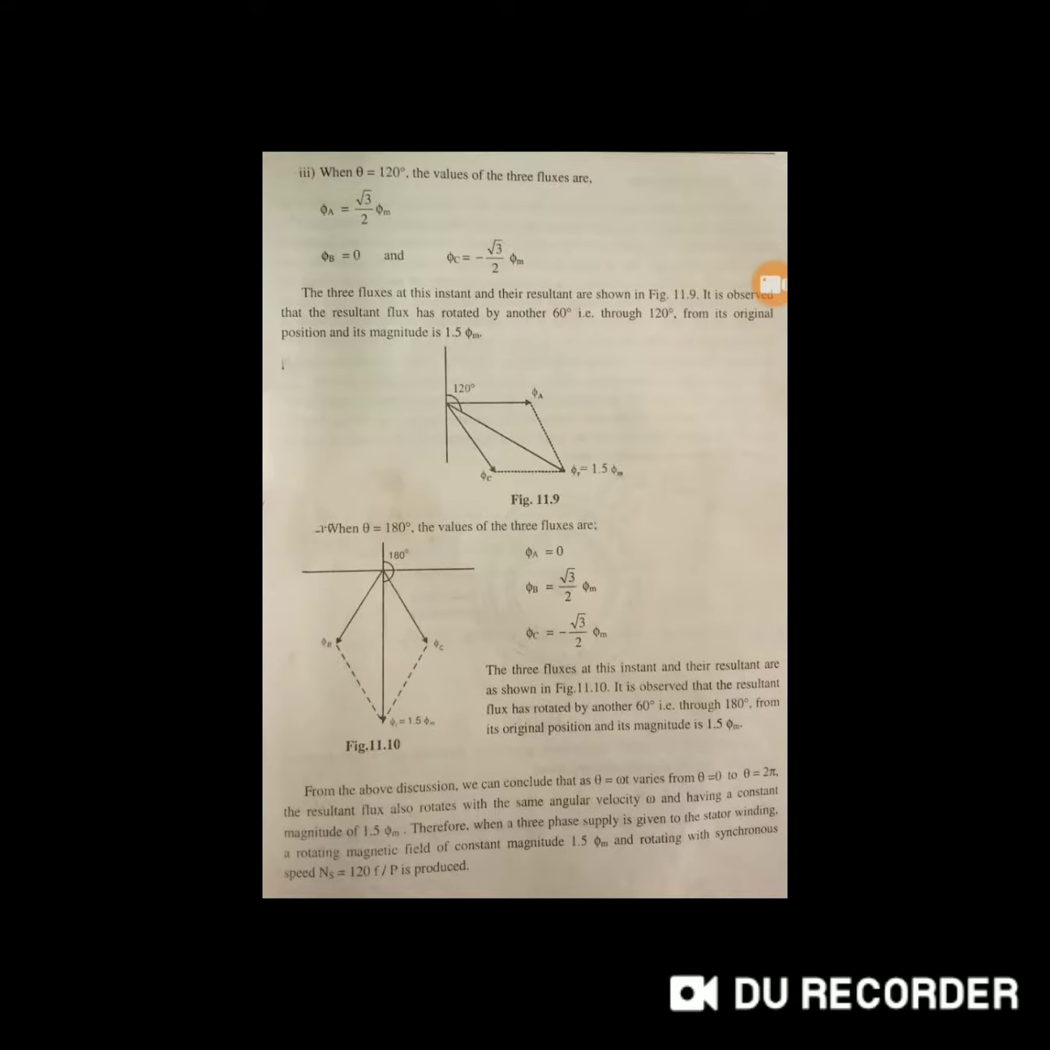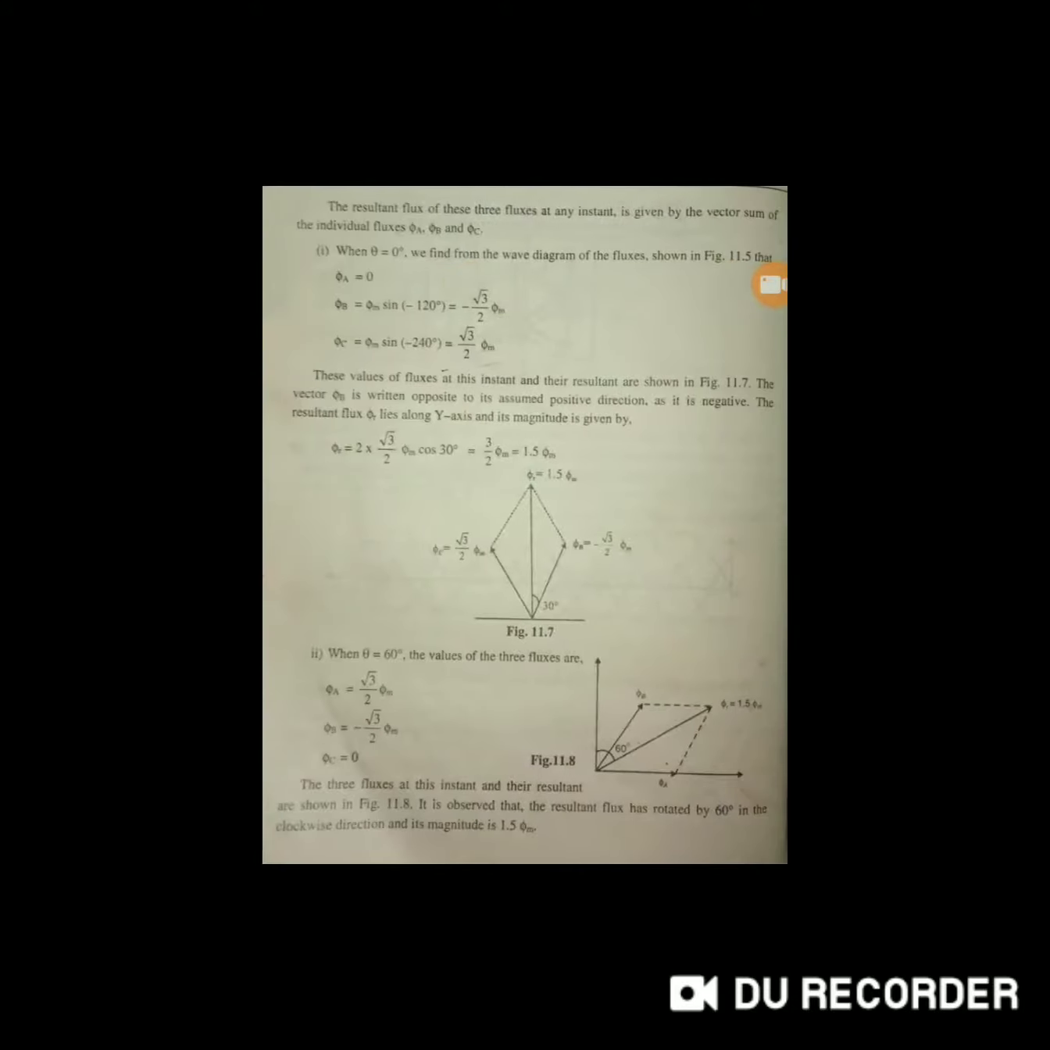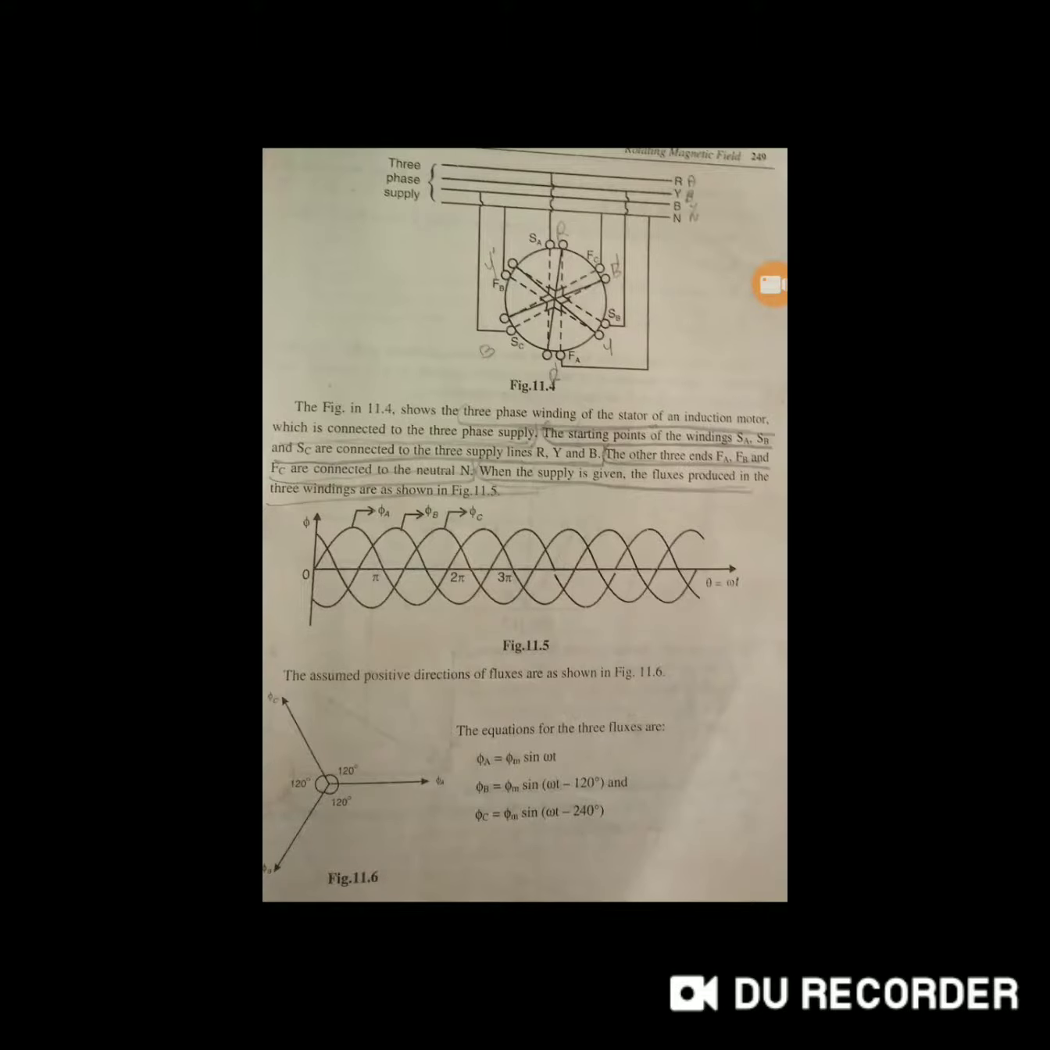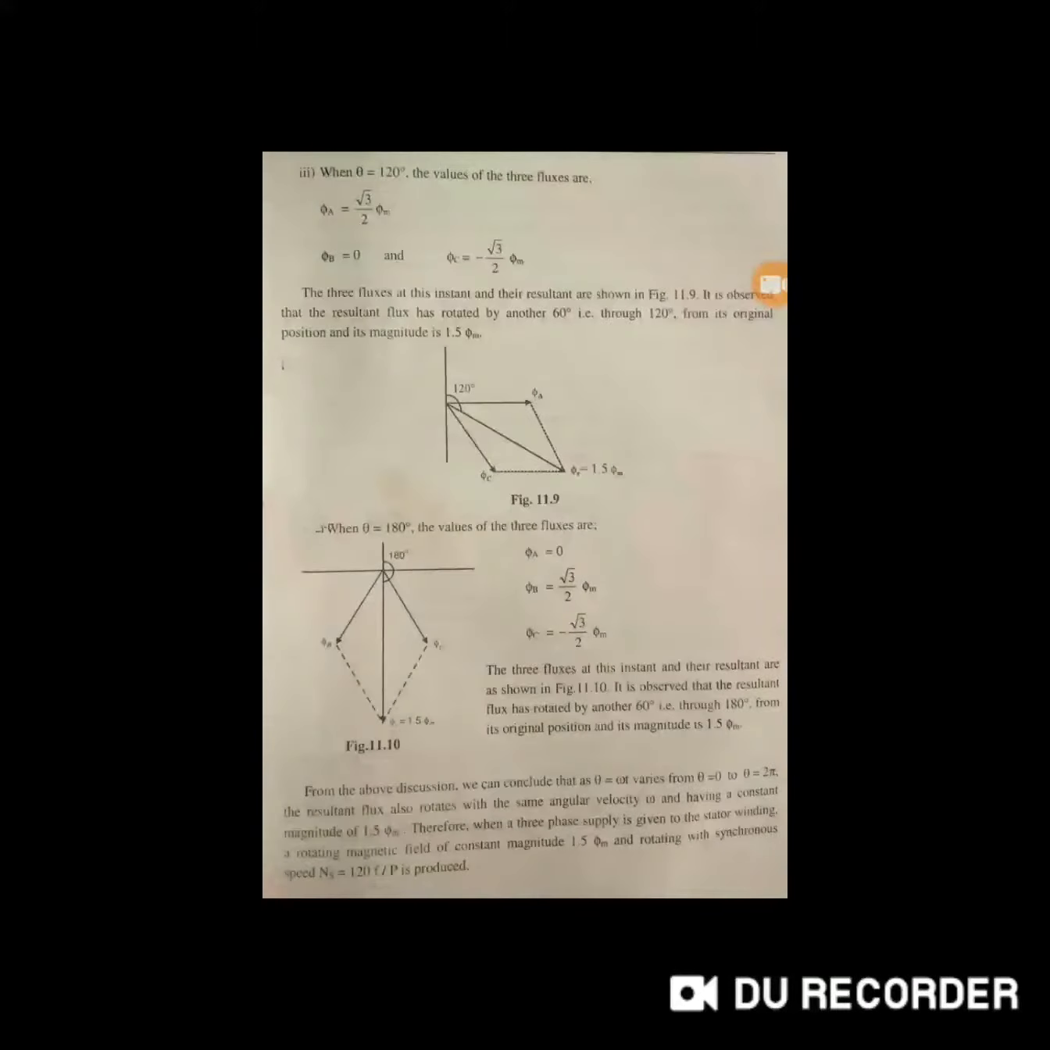Now we'll see theta, that is omega t, equal to 120 degrees. When you put this 120 value in these three equations, you get phi A equal to root 3 by 2 into phi m, phi B remains 0 and phi C becomes minus root 3 by 2 into phi m. When you rotate in the clockwise direction, your resultant flux remains the same, 1.5 into phi m. The phi A value will be root 3 by 2 into phi m and the phi C value will be minus root 3 by 2.